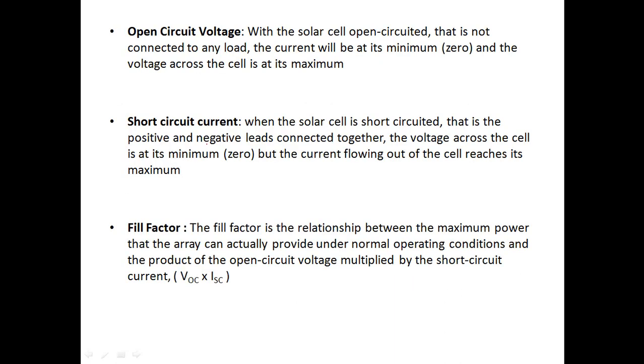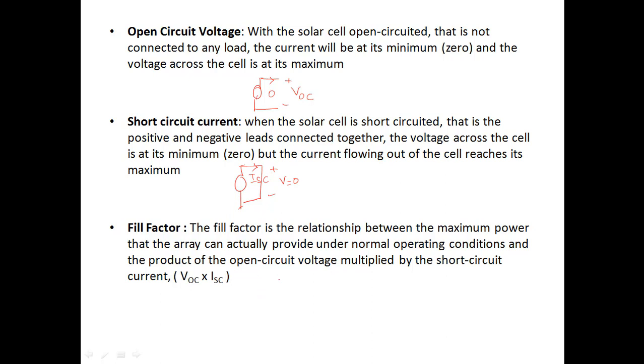Let's take a look at some of the parameters that are mentioned in the question. First thing is the open circuit voltage. When the solar cell is not connected to any load, the voltage across it is maximum, termed as the open circuit voltage with a zero current. And the short circuit current, that is, when the ends of the solar cell are shorted, the voltage across it is zero and then the current flowing through it is maximum and is termed as the short circuit current.